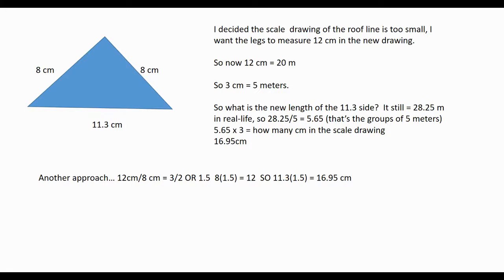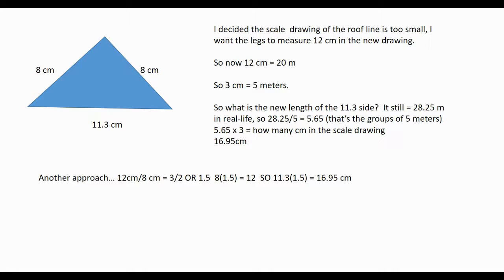So that same question goes on to say that the guy decides that the scale drawing of the roof line is too small. I want the legs to measure 12 centimeters. So now these 8s, I want them to be 12s. So again, it still equals 20 meters in real life. So 12 centimeters equals 20 meters, so 3 centimeters equals 5 meters. Again, I divided by 4 just to get that smaller scale factor.